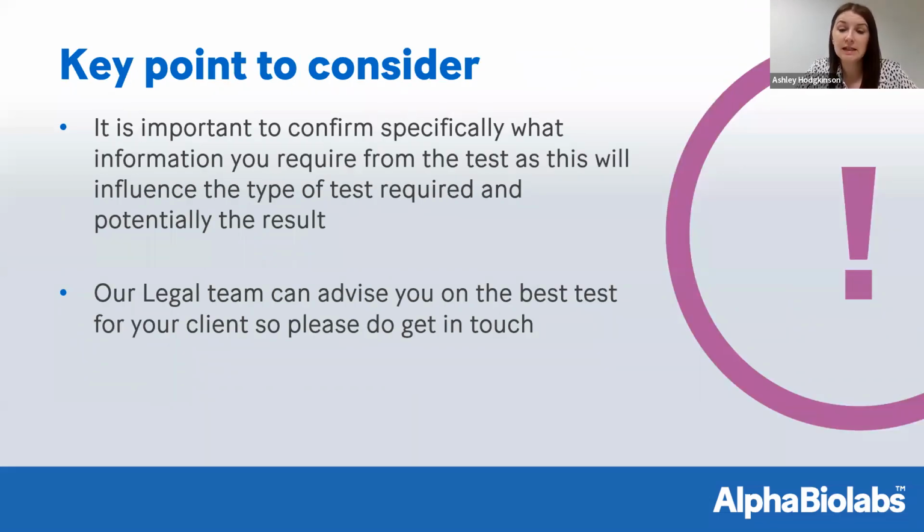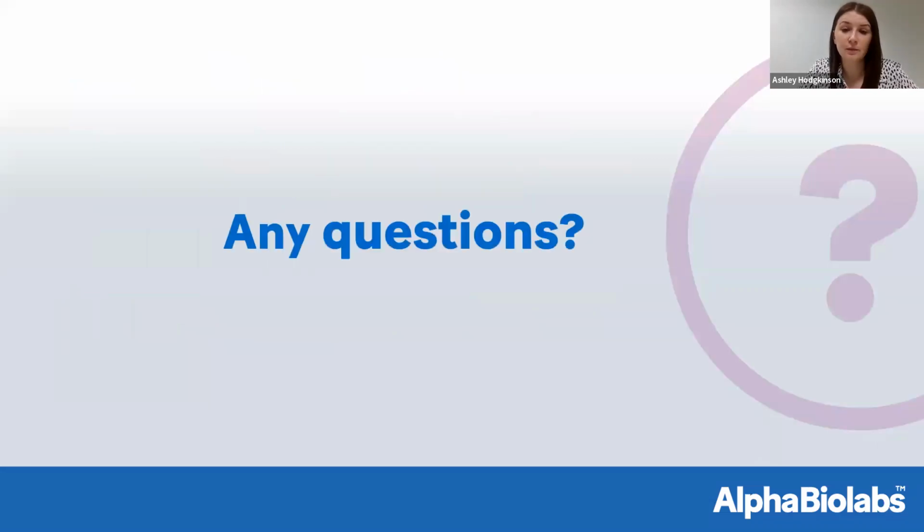Key points to consider. I've said it before, but just be sure of the relationship you're looking to establish and assess who's available before going ahead with any testing. If the alleged father's available and that's the relationship you're looking to test, always go for paternity testing. It's the most conclusive result. And if you're ever unsure, get in contact with us and we'll be able to advise you further.